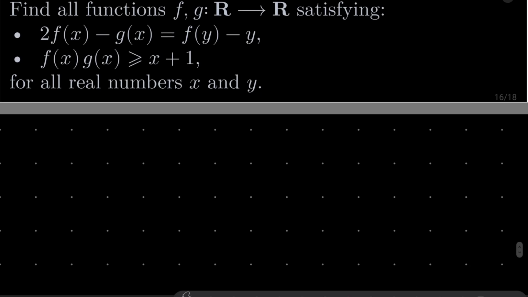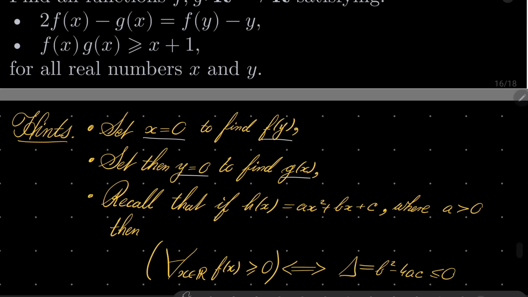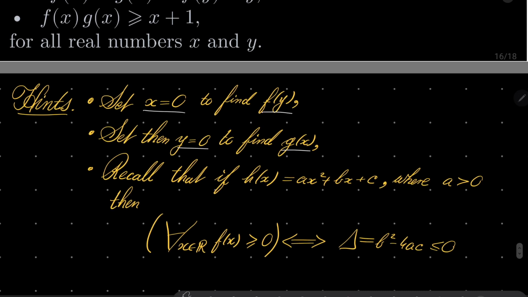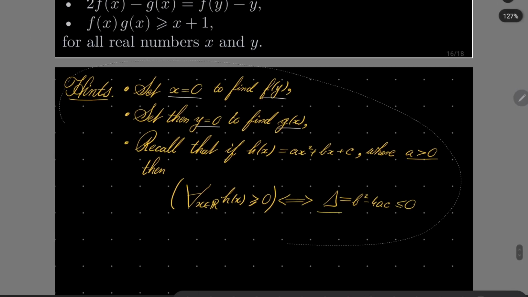Here are my hints. First, set x to be 0 and find f(y). Then set y to be 0 to find g(x). And recall this pretty well-known fact about the quadratic function: if we have a quadratic function h(x) = ax² + bx + c, where a is a positive number, then our function attains only non-negative values if and only if its quadratic discriminant is less than or equal to 0. So give this problem a try and I will see you in just a minute.